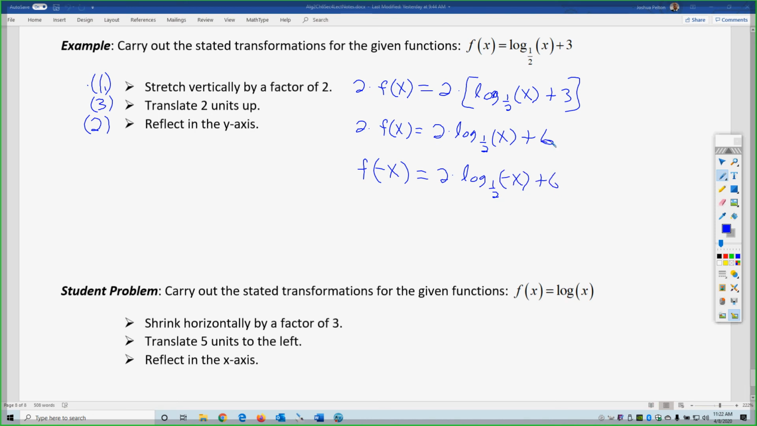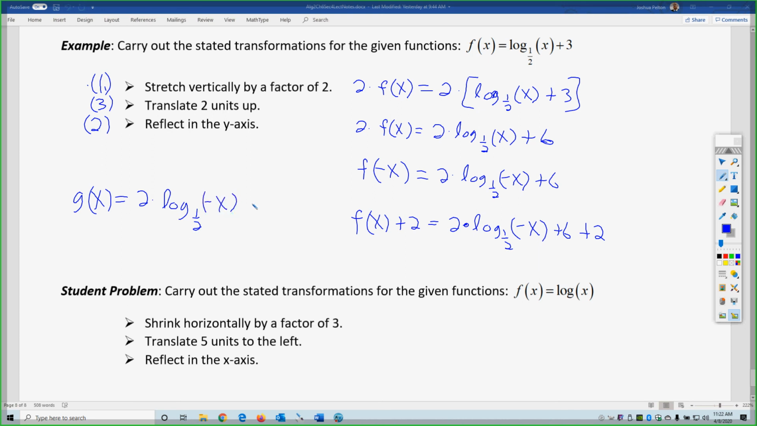Okay. And then lastly, we have a translation 2 units up that affects y, so that's on the outside. So that's f of x plus 2. So that's 2 times log base 1/2 of -x plus 6 and a plus 2 on the outside. For a final function, which you can call anything you want, just not f of x, it's a new function, of 2 times log base 1/2 of -x plus 8. Pause the video, try the student problem for yourself.